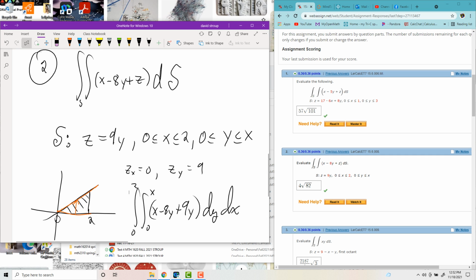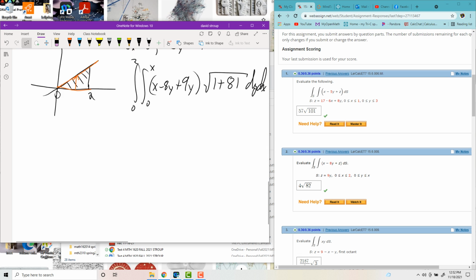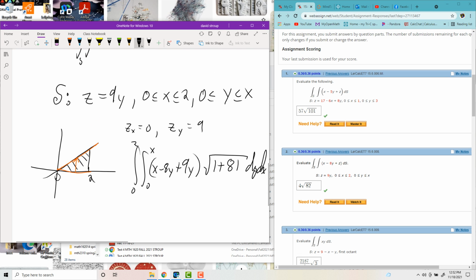Whoops, I forgot the square root part. Sorry about that. So got to tack that in as well. So you have the square root of 1 plus z sub x squared is 0 plus z sub y squared is 81 dy dx. And so you could factor out the square root of 82, and 8x minus 8y plus 9y is x plus y dy dx.